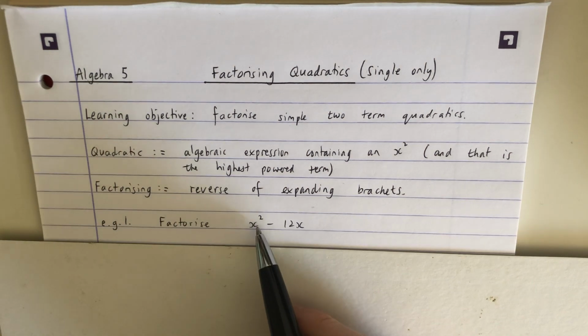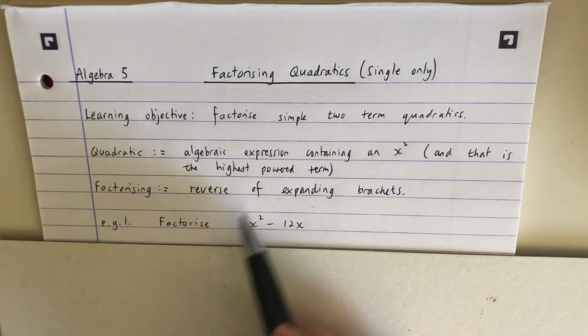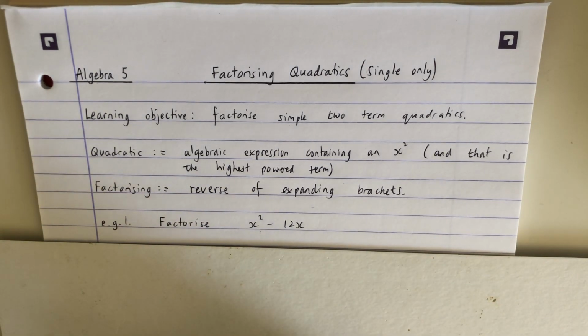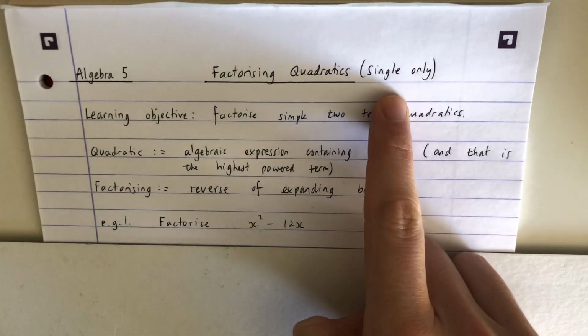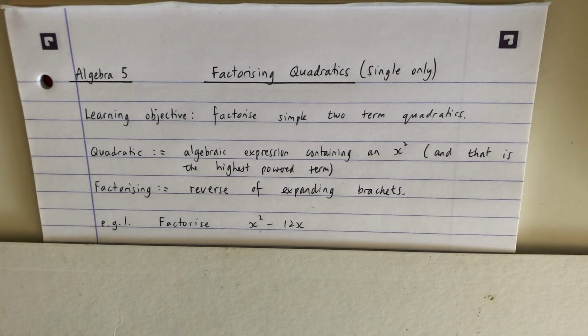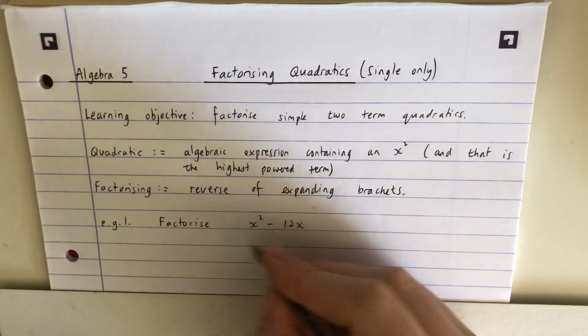So as you can see, we've got x squared subtract 12x. It contains an x squared. That's the highest powered term, so it definitely is a quadratic. And the method for factorising is the same as before. I've given you a clue that it is single brackets. And if you remember, one way to do this, if you don't want to do it in your head, is to write everything out in full.